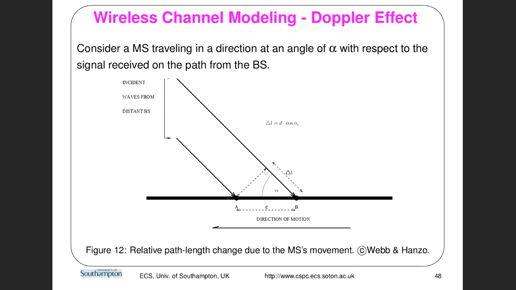Suppose you have a base station really far away, and the mobile station was initially located at location B. Then over a time interval of delta t, the mobile station travels to location A. So the signal path originally should follow this path, but after delta t, the signal path becomes this one. Suppose the base station is very far away, so the two paths can be considered parallel to each other.